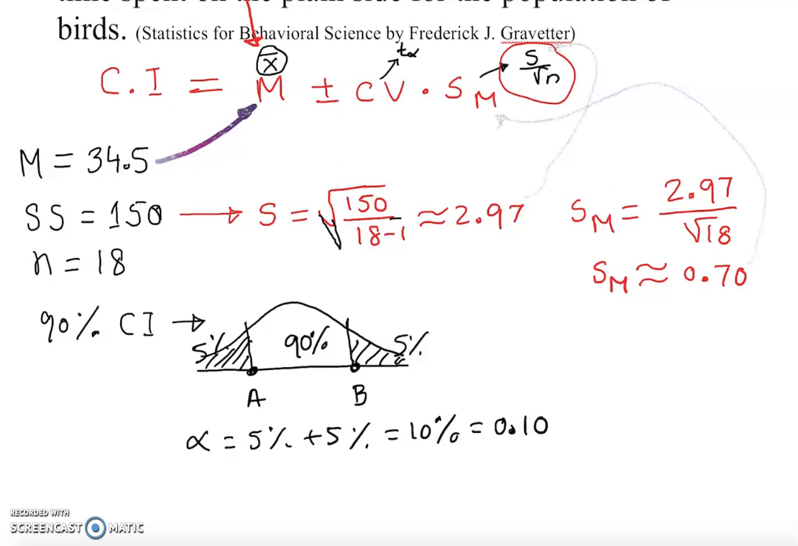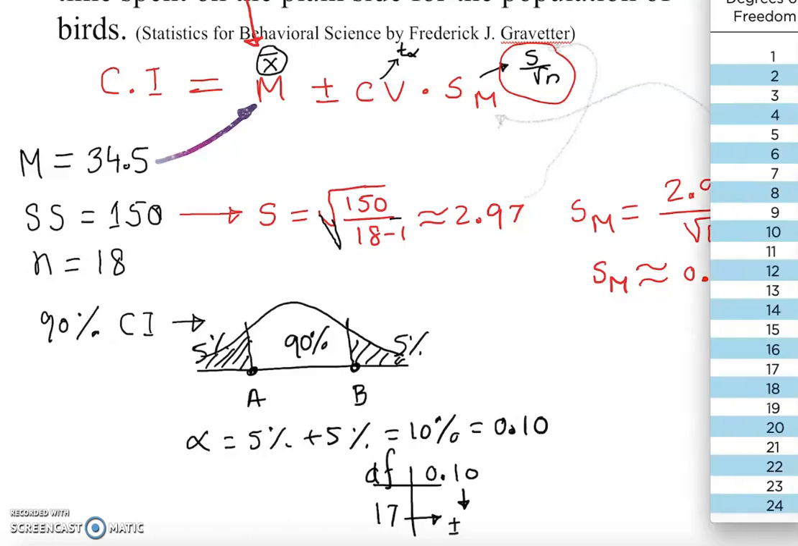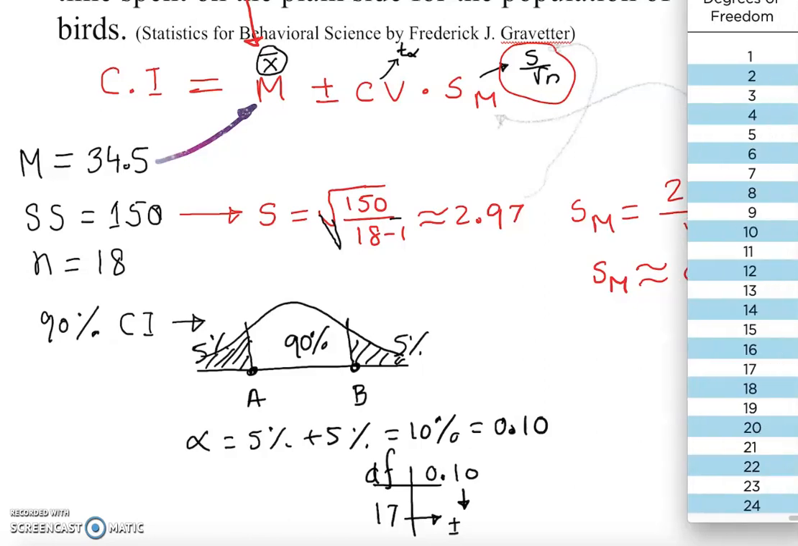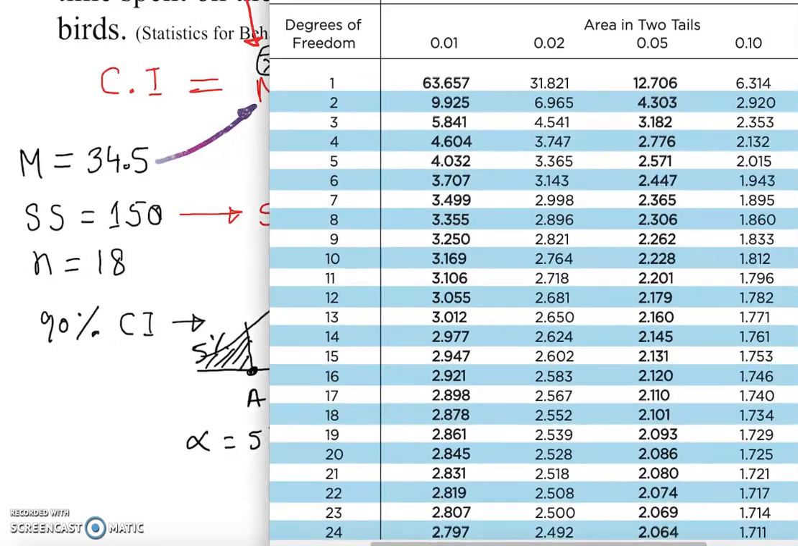In order to find that critical value, this point, we need that actually. So we have alpha 0.10 and degrees of freedom 18 minus 1 is 17, and we go to the t table and get the critical value. Once we get that, we are done. We are ready to actually get the answer. So we go 0.10 and 17. Let's take a look here.